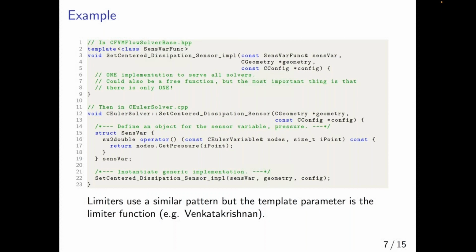So imagine that you want to compute this kind of sensor, but for a turbulence variable, or even for some intermediate quantity that you computed on the fly, and you want to compute a sensor based on that quantity. Then you can use this type of pattern to return that new variable, that sensor variable, and then instantiate the generic implementation with that kind of information.